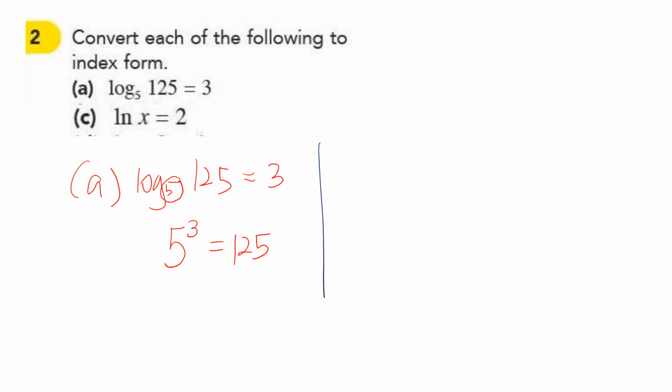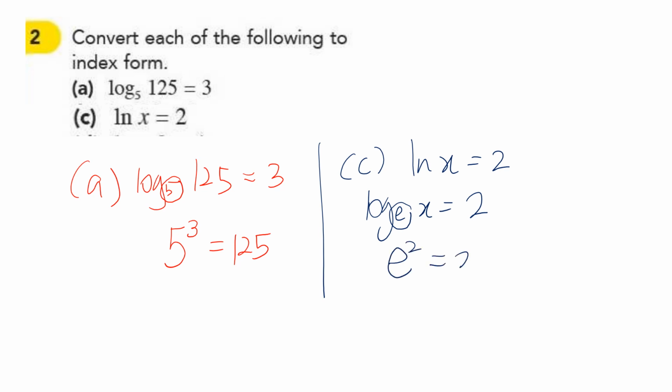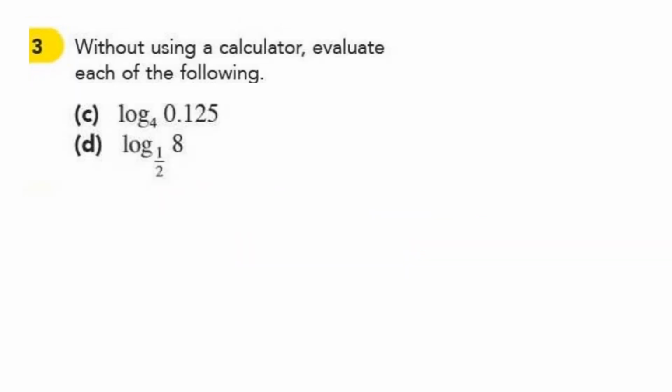Okay, let's look at part C. Ln. Ln means log base E. Okay, so very important concept here. Ln means log base E. So the base here is E. So E to the power of 2 is equals to X. That's it. Okay.